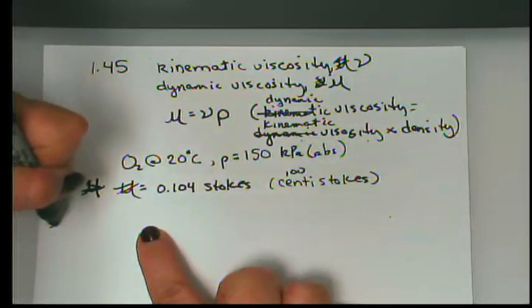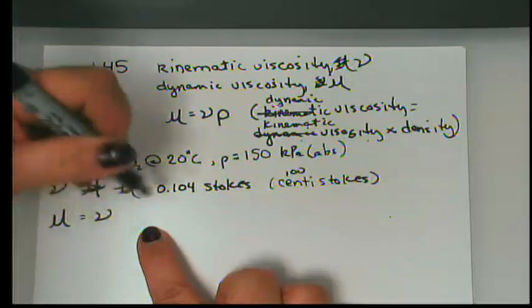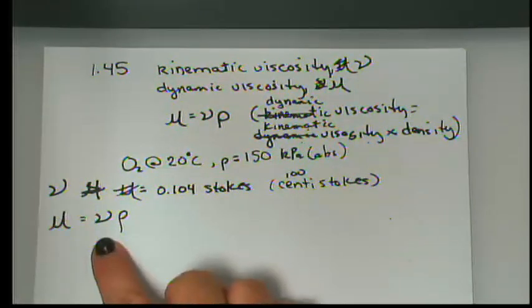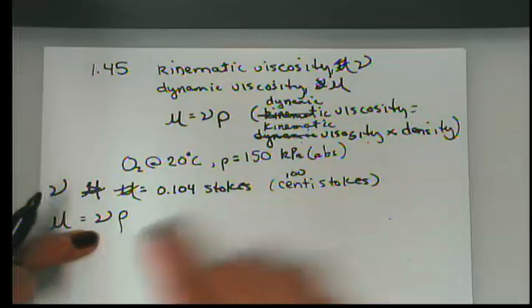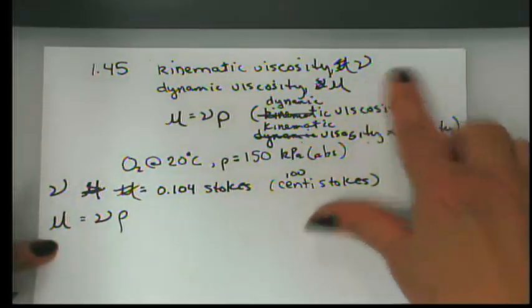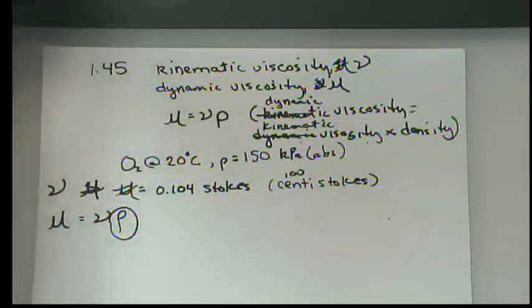Now mu, or dynamic viscosity, is related by that times the density. We are given our value of kinematic viscosity, and we wish in this problem to find the dynamic viscosity. So that means we need to find rho, don't we? Well, how can we find rho? First of all, this is oxygen at 20 degrees centigrade and 150 kPa.